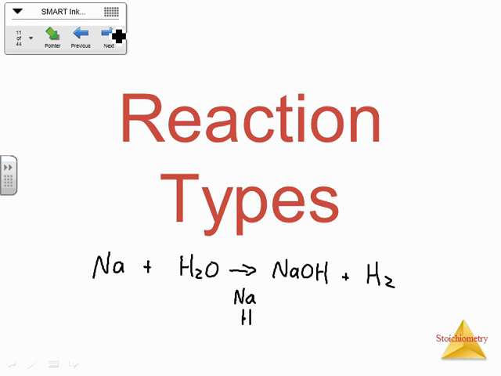So we've got Na, H, and O. Those are our three elements that we have here. Okay? And then you just count up how many of each one that you have. And so we've got one sodium on this side, one sodium on the right side. Okay? We've got two hydrogens on the left, three hydrogens on the right. We've got one oxygen on the left, and we've got one oxygen on the right. Okay? So that's how that works. Now we just have to figure out how to balance this thing.